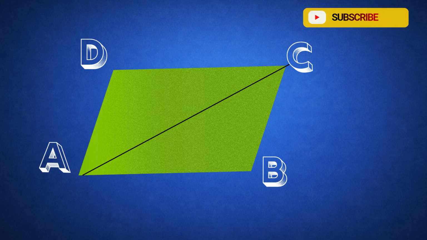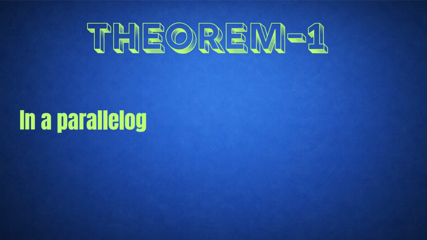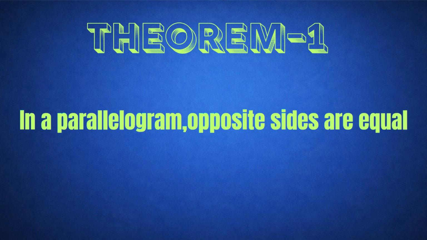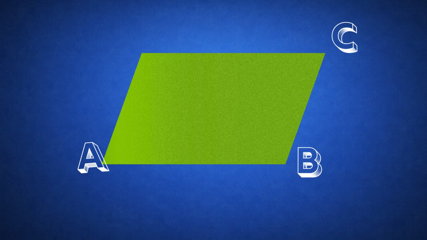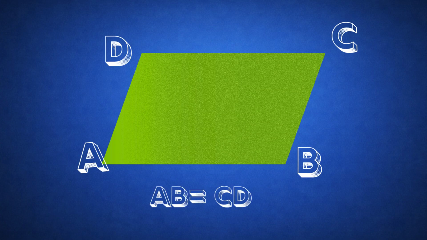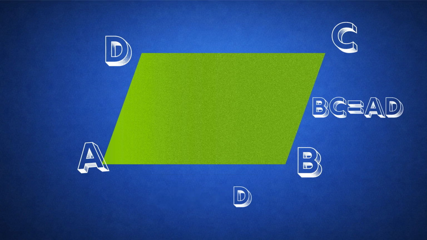The statement of the theorem: in a parallelogram, the opposite sides are equal. That means AB equals CD and BC equals AD. Now let us prove this statement.